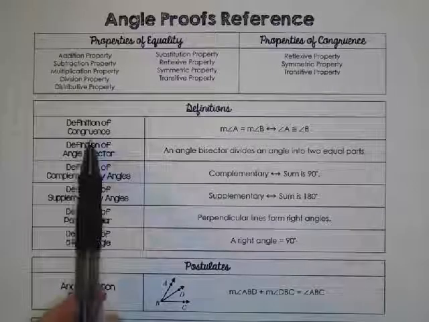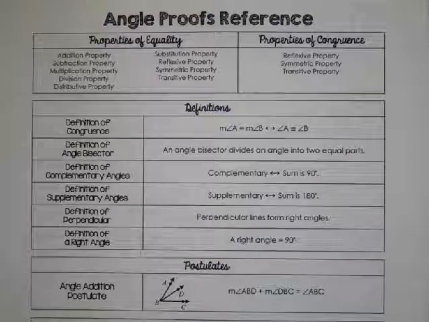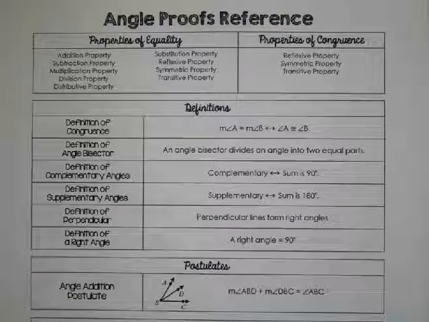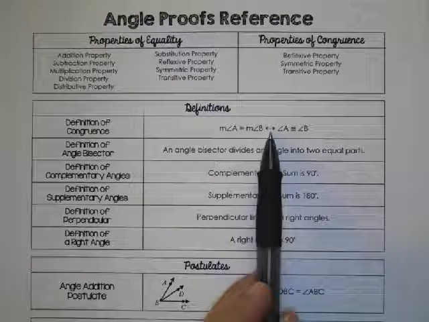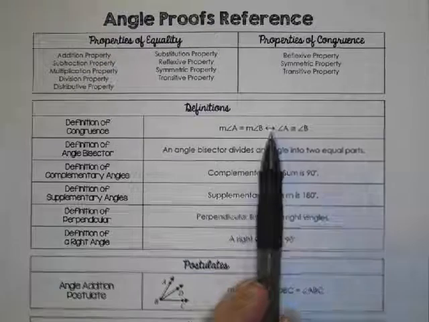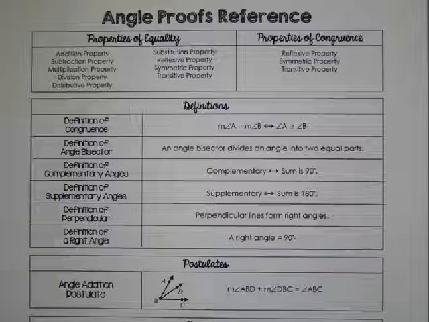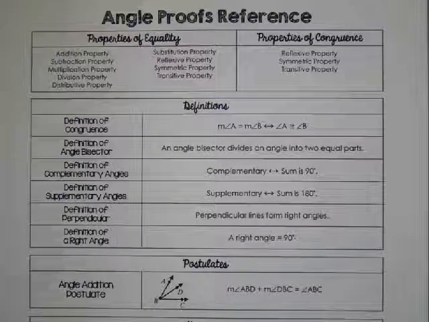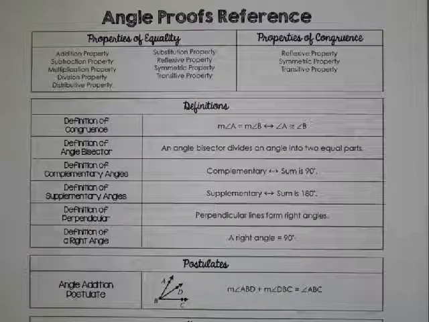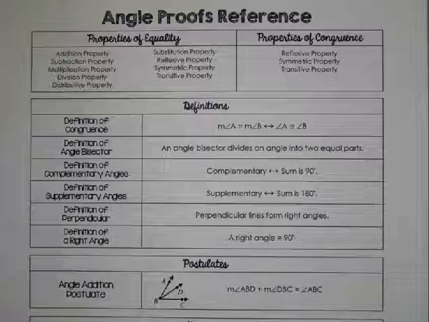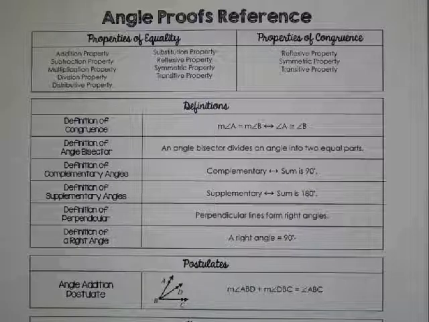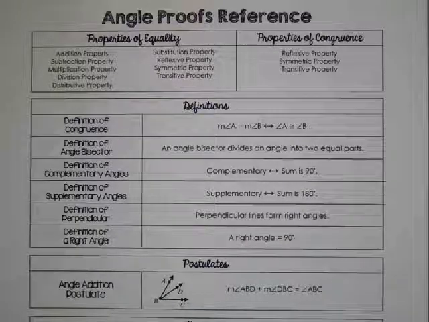So definition of congruence: if the measures of two angles are equal, then they're congruent, and vice versa. So think of it as like if and only if. Angle bisector: the definition: an angle bisector divides an angle into two equal parts. The definition of complementary angles, which is if they're complementary, their sum is 90 degrees, and if their sum is 90, they're complementary. Definition of supplementary angles: again, supplementary angles would add up to 180 degrees and vice versa.